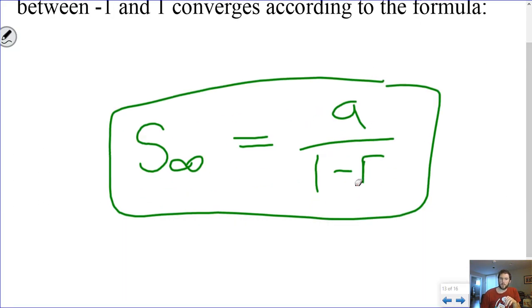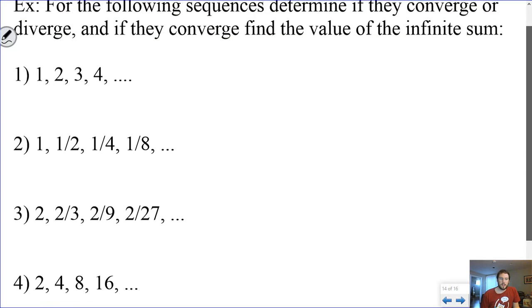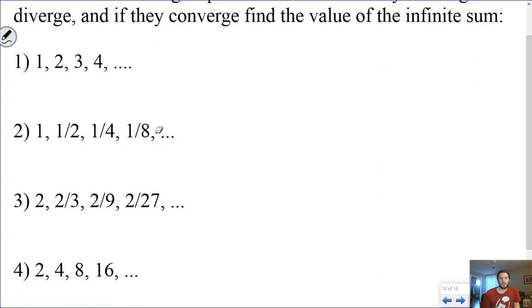So this is the formula for an infinite geometric series when your r value is less than 1 and greater than -1, so it's between 1 and -1. Right? So here are a couple of example questions that you might want to try. Give these a try. What I'd like you to do is, for the following sequences, determine if they converge or diverge, and if they do converge on some value, what is the value of the infinite sum? Take a look at these. Again, pause the video, start it when you're ready to answer, and let's take a look.